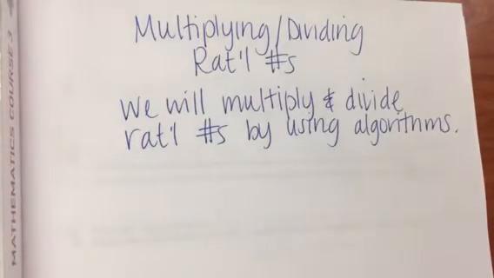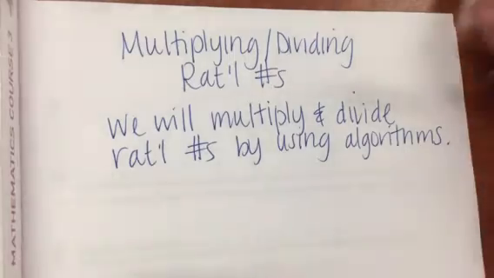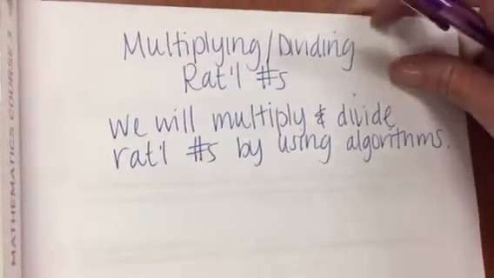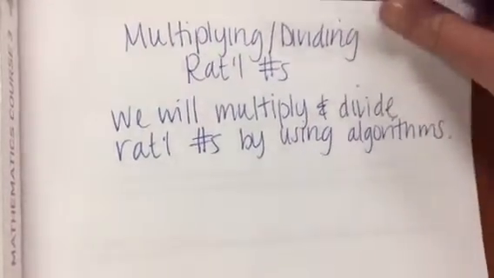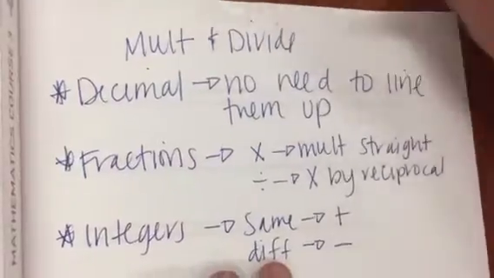It's Coach Groves here. Today, we are going to be talking about multiplying and dividing rational numbers. So, your learning target for the day: we will multiply and divide rational numbers by using algorithms. You know what that is. You're done learning what an algorithm is. There's always going to be a process.